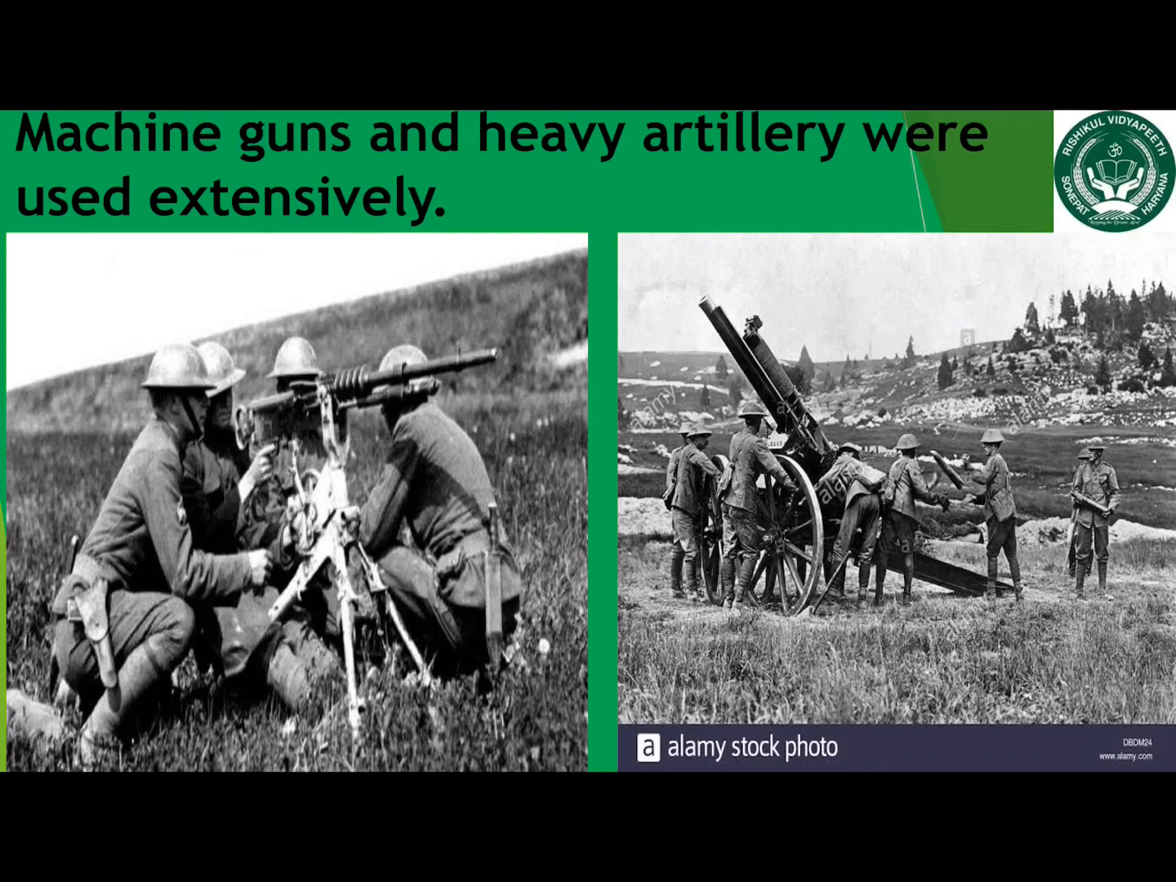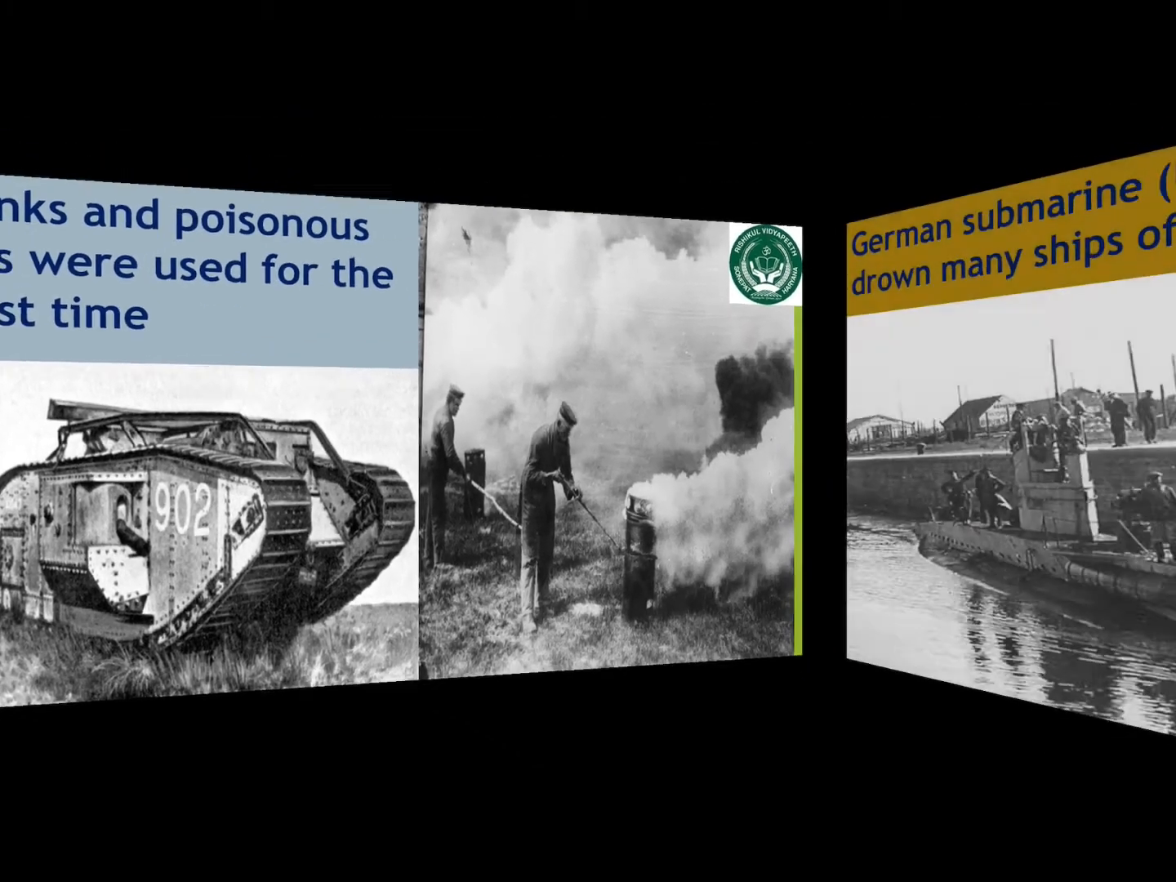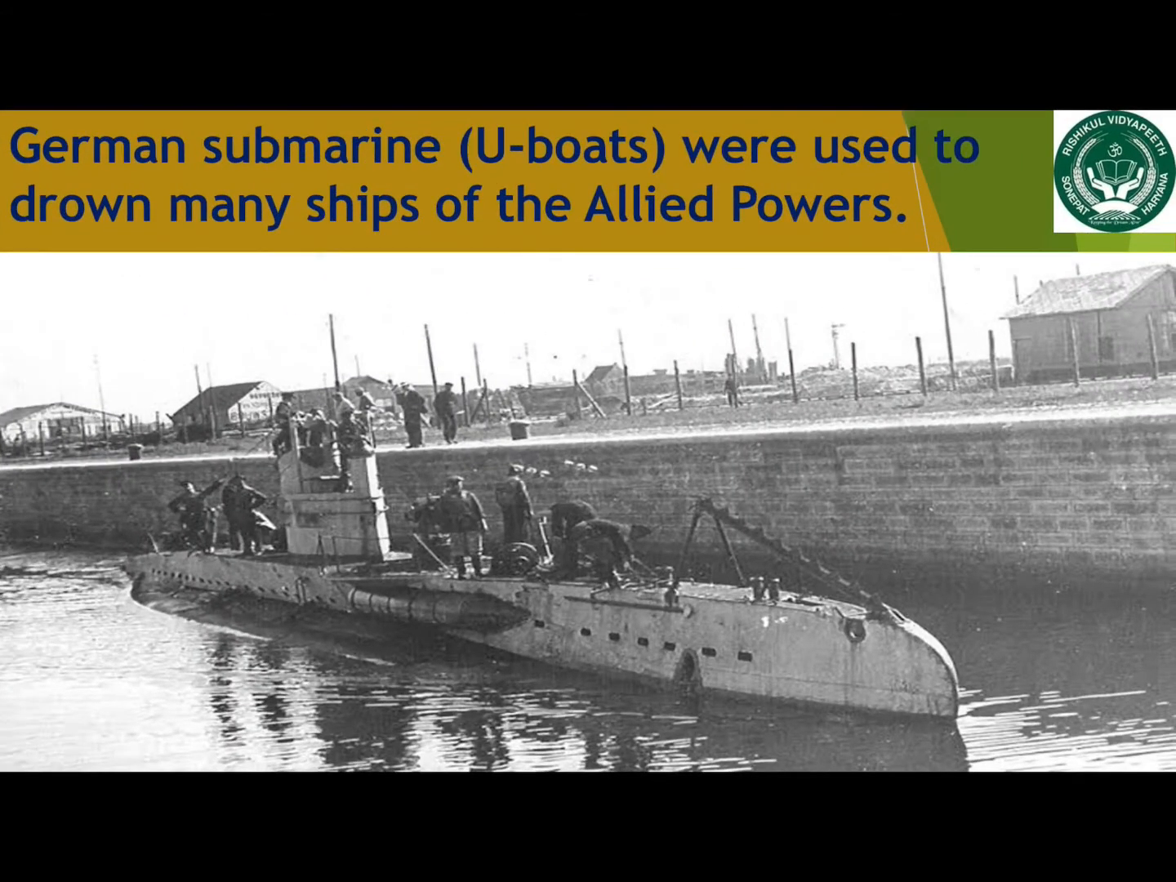Machine guns and heavy artillery were used extensively. Tanks and poisonous gas were used for the first time. German submarines called U-boats were used to drown many ships of the Allied powers.